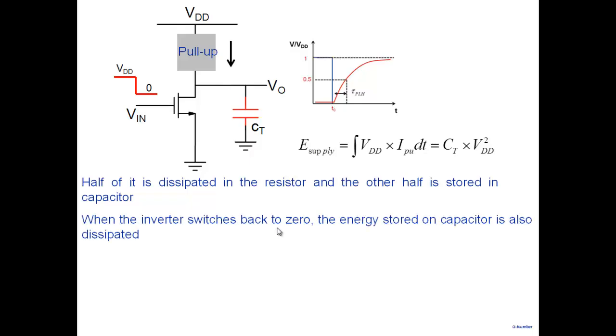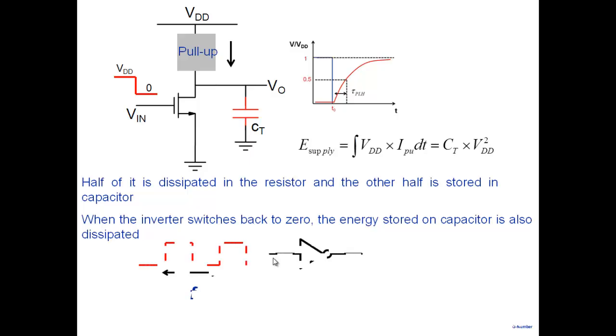Now, fine. When this inverter switches, at some point this will be discharged also. And when it discharges, whatever you stored on the capacitor, that also is lost. That also goes away. So every time you discharge a node, what do you lose? You again lose half CT VDD square. So this is the thing that you have to keep in mind. Every time you charge a node, you lose in energy half CT VDD square. Every time you discharge a node, you lose half CT VDD square.